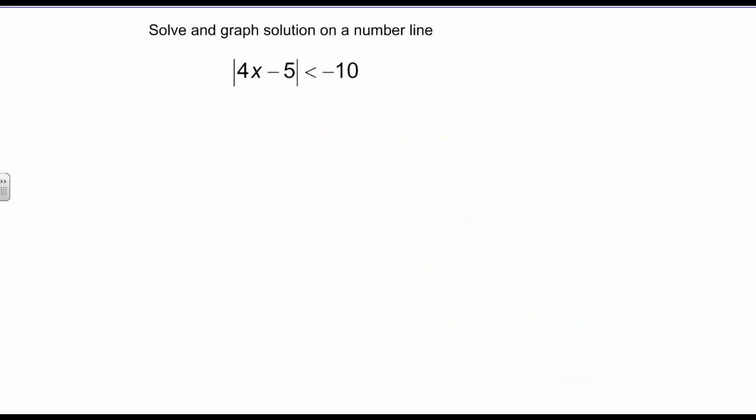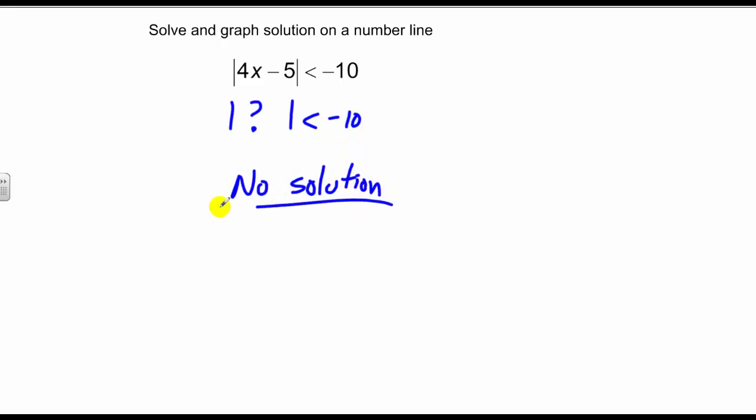Now, like in any of these types of problems, there are some special cases. If you have the absolute value of a quantity and it's less than a negative number, well, when will that happen? Again, just put a question mark to say there's a whole bunch of stuff inside here, and it's going to be less than a negative 10. Well, the absolute value of anything is going to have to come out positive, so this will never happen. There's no solution to this problem. There's no set of numbers where, when you take the absolute value, it'll be less than a negative.